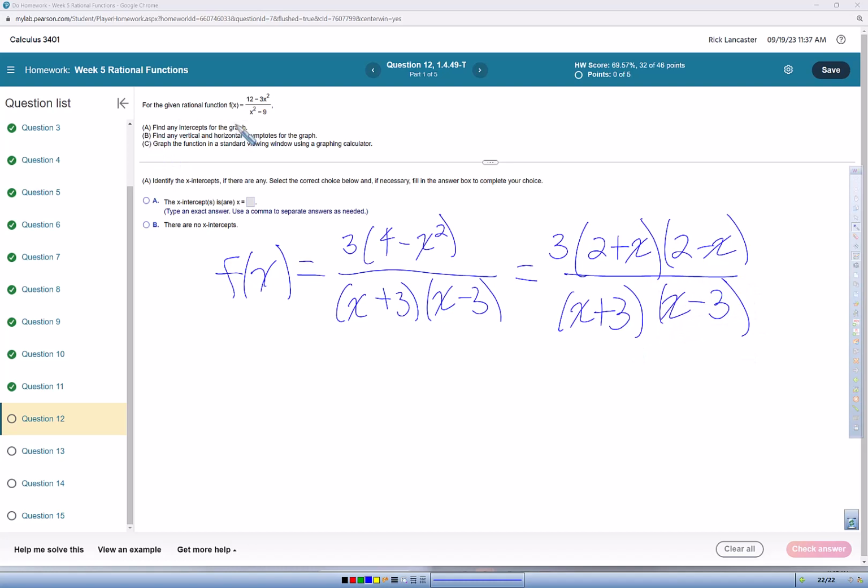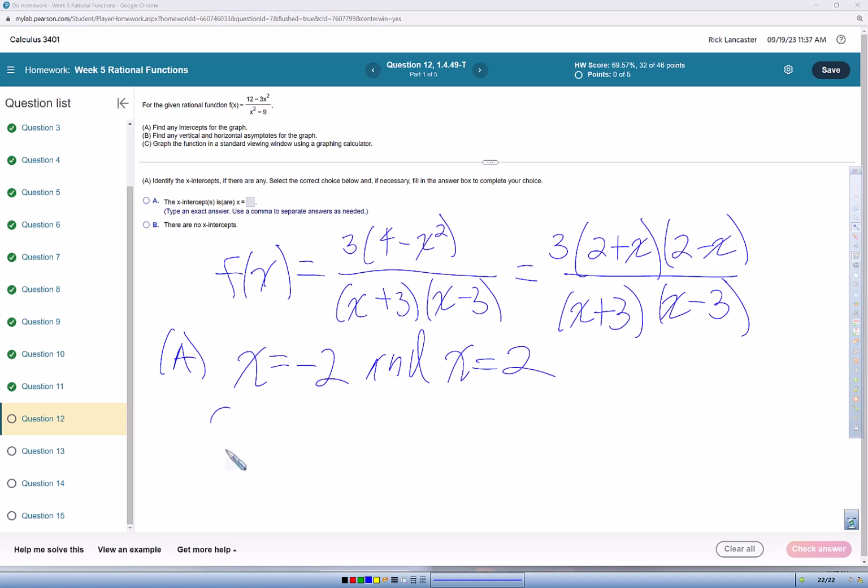So find any intercepts for the graph. So I'm looking for x-intercepts, I'm looking for zeros of the numerator. So that's going to give me x equals -2 and x equals +2.